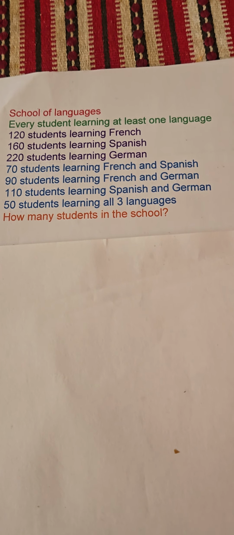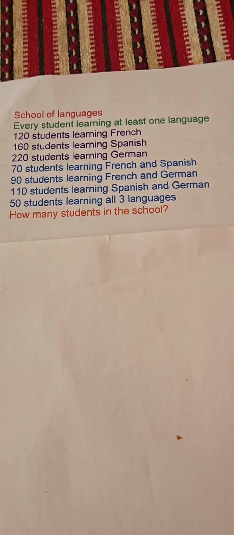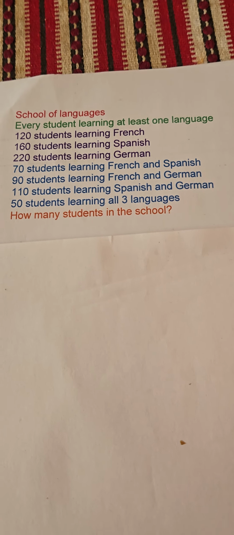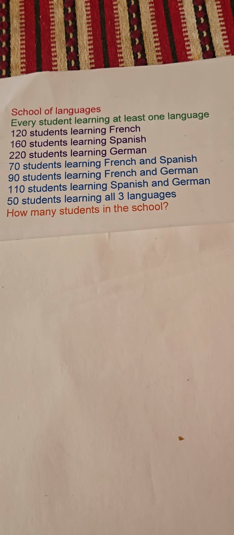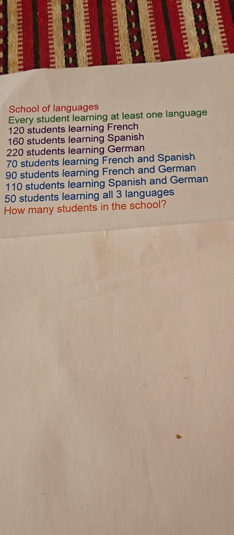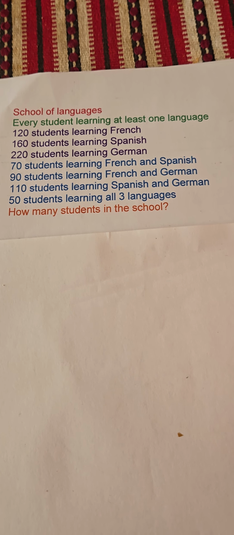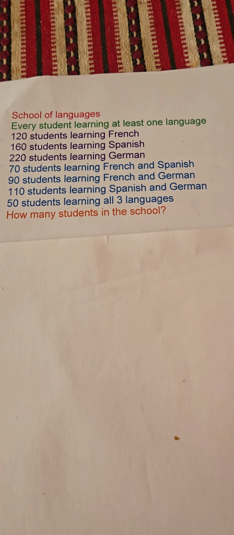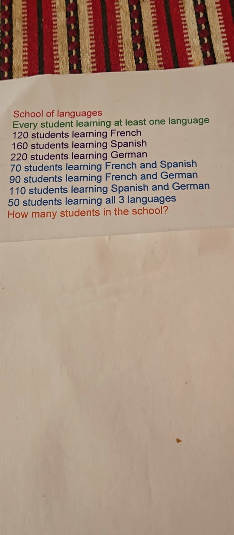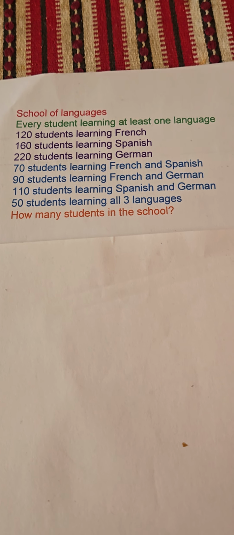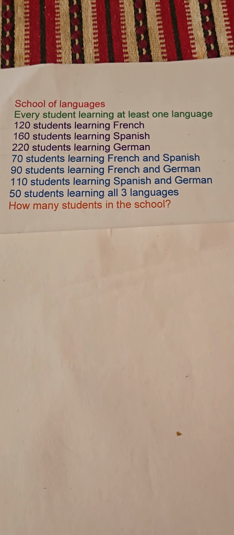But anyway, this is the question. We have a school of languages. Every student is learning at least one language. 120 are learning French, 160 are learning Spanish, 220 are learning German, 70 are learning French and Spanish, 90 are learning French and German, and 110 are learning Spanish and German, and 50 students are learning all three languages. How many students in the school?